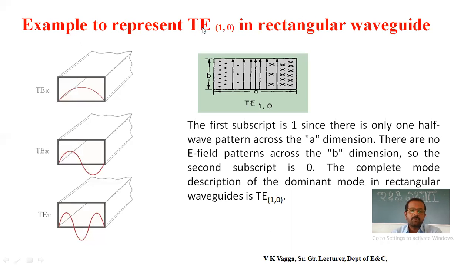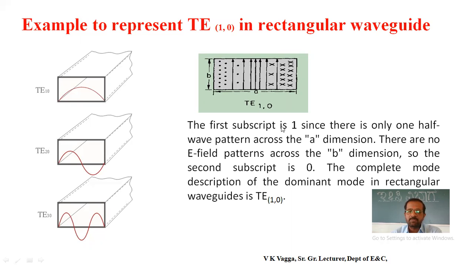Suppose we consider how to represent the TE10 in the rectangular waveguide. So this is the representation of the TE10. It consists of a single half wave pattern, which is technically represented in this way. It consists of a single arrow along one direction, indicating the A, and if you draw the signal, it is going to indicate the signal in this way, a single half wave. And if you take the vertical direction, the B, it does not have any signal. So it is equal to 0.